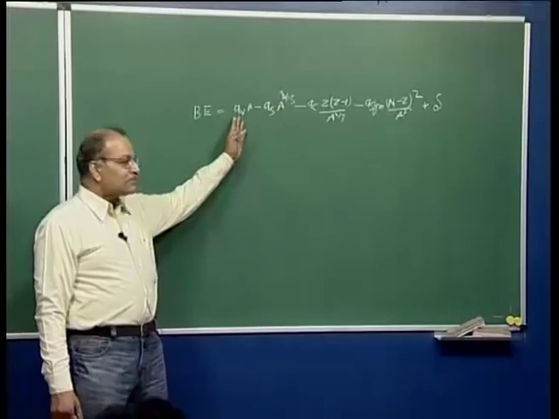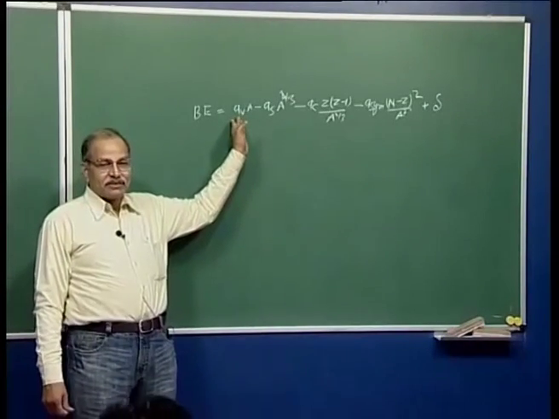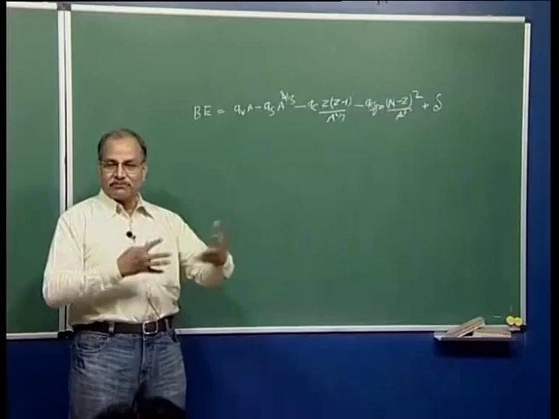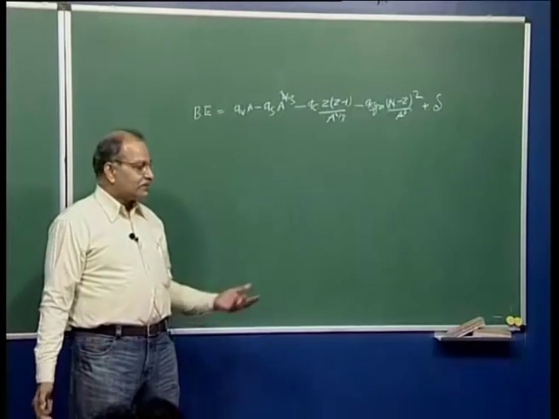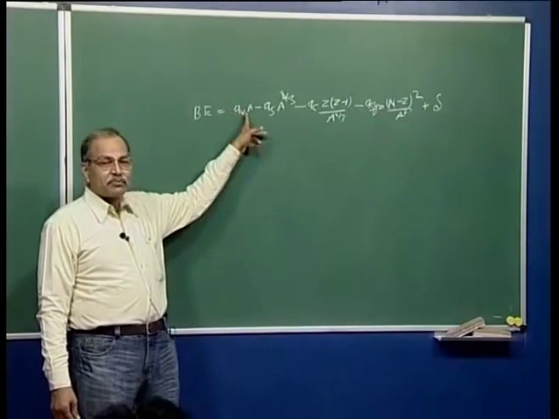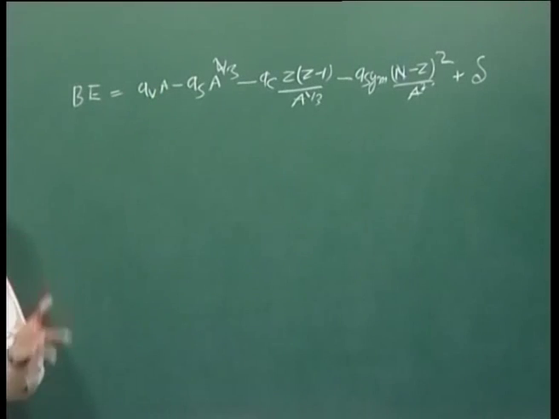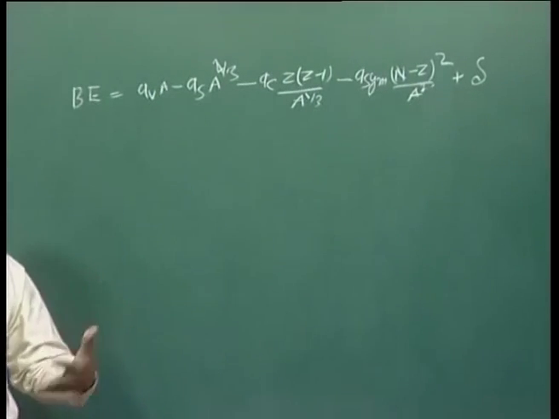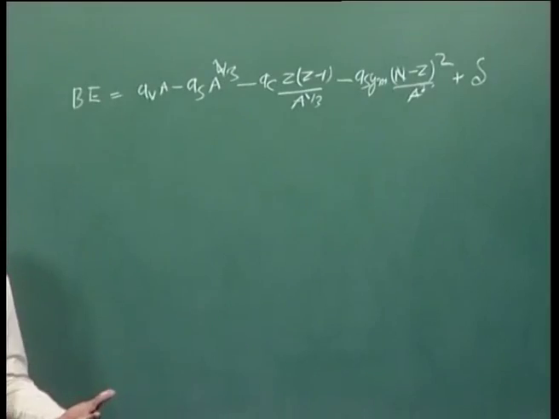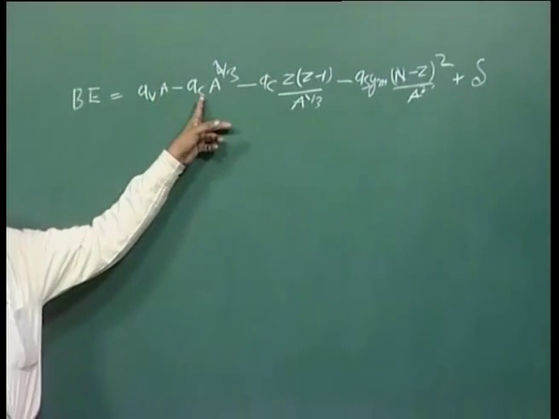This is volume term, this we call volume term. It is because the entire volume you have energies. So, therefore, it is proportional to A, right. The volume will be proportional to A, more the nucleons, more the volume, and it is proportional. So, that is this. This is surface.